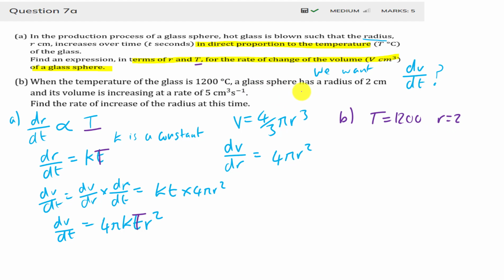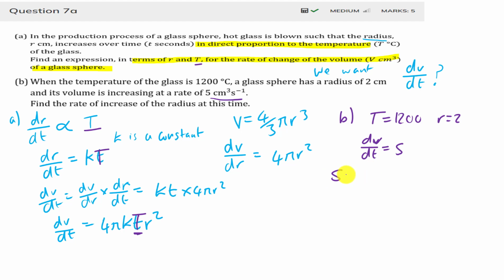Now, its volume is increasing at a rate of 5 centimeters per second. So that is dV with respect to little t, time. It's not nice that they've used these letters in a way. So dV/dt equals 5. We should be happy with that. Now from here, that's why that's big T. We know dV/dt equals 5.